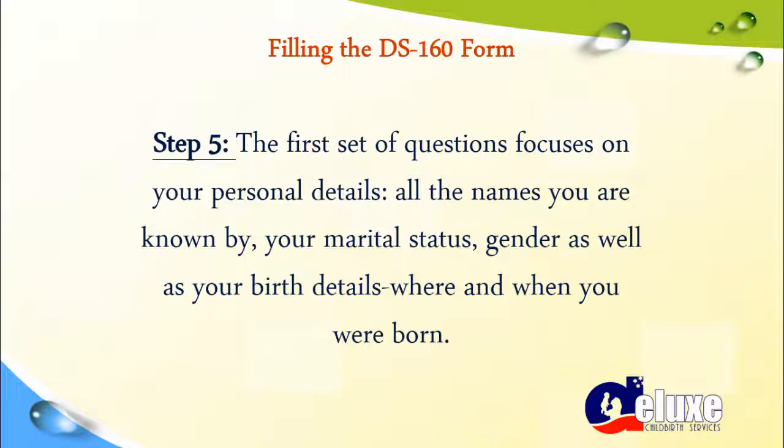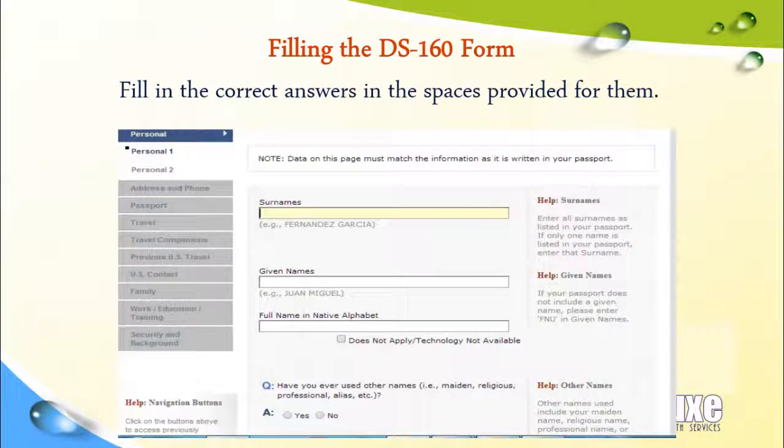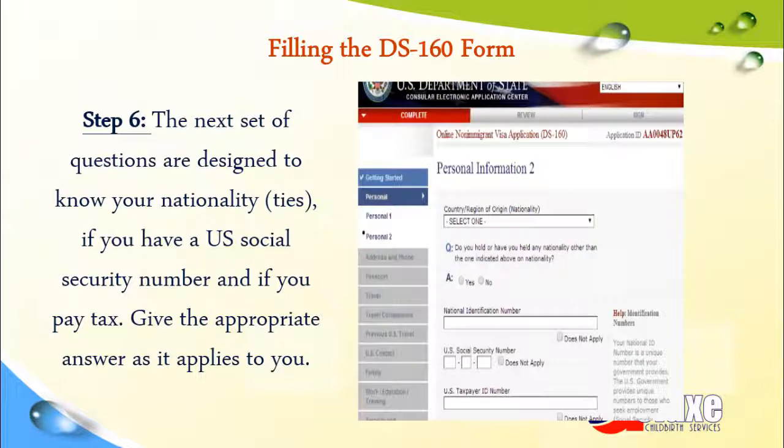Step 5. The first set of questions focuses on your personal details: all the names you're known by, your marital status, gender, as well as your birth details, where and when you were born. Fill in the correct answers in the spaces provided for them. Step 6. The next set of questions are designed to know your nationality and ties. If you have a U.S. Social Security number and if you pay tax, give the appropriate answer as it applies to you.